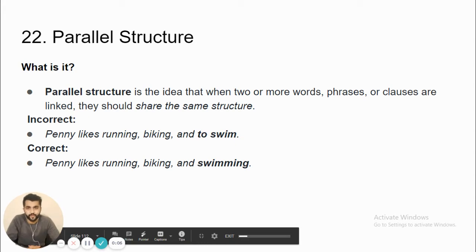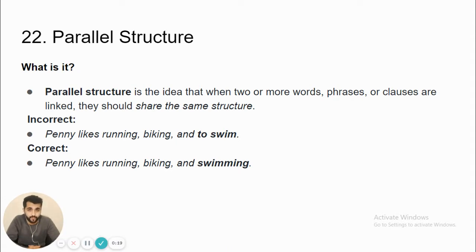Hi, in this video we will cover parallel structure questions. So what is it? Parallel structure is the idea that when two or more words, phrases, or clauses are linked, they should share the same structure. So they should be verb, verb, verb, or noun, noun, noun, or similarly, whichever part of speech they are, they should have the same structure.